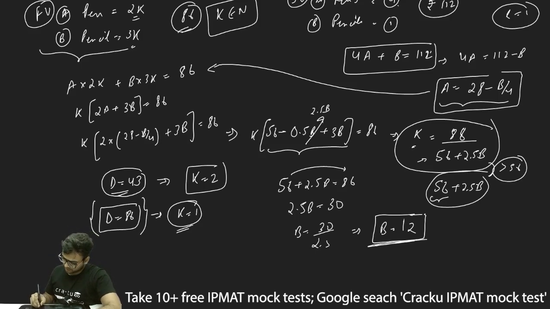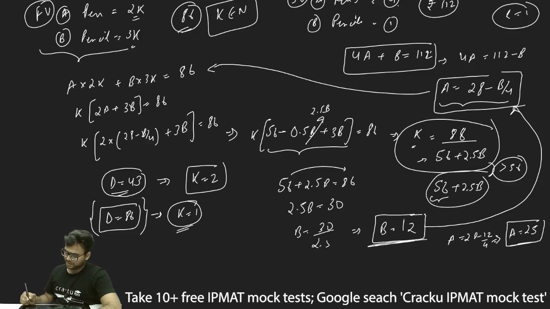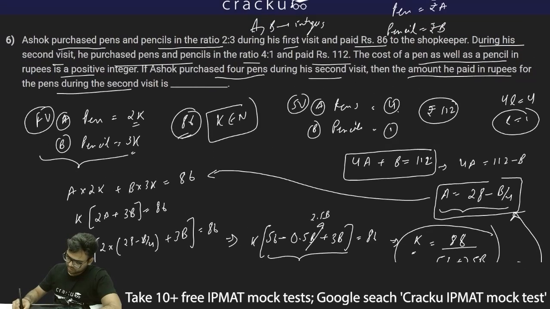Now if I put the value of b as 12 in this, I'll get the value of a as 28 minus 12 divided by 4, which is equal to 3. So the value of a will be 25. Thus the cost of a pen will be 25 and the cost of a pencil will be 12 rupees. Cost of pen will be rupees 25 and cost of pencil will be rupees 12.